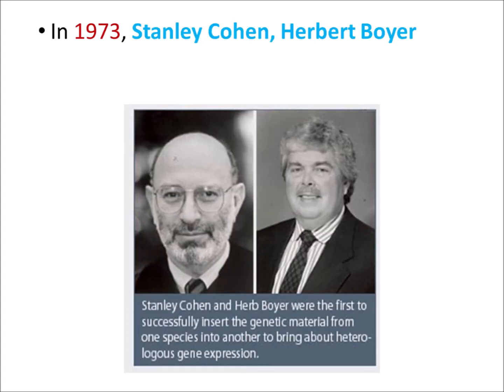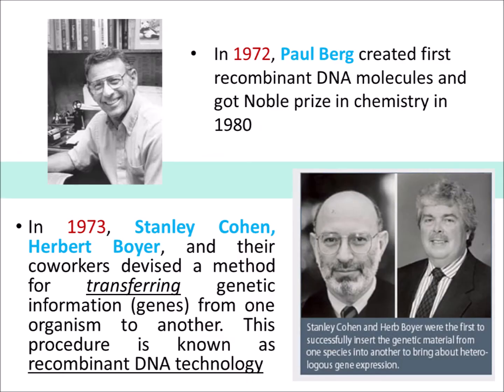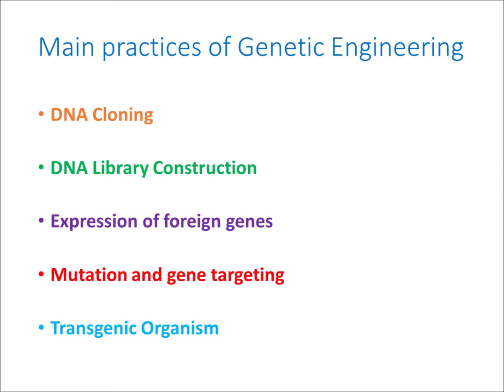In 1973, Stanley Cohen and Herbert Boyer and their co-workers devised the method of recombinant DNA technology, in which genetic material is transferred from one organism to another organism. The main practices of genetic engineering are DNA cloning, DNA library construction, expression of foreign genes, mutation and gene targeting, and transgenic organisms.